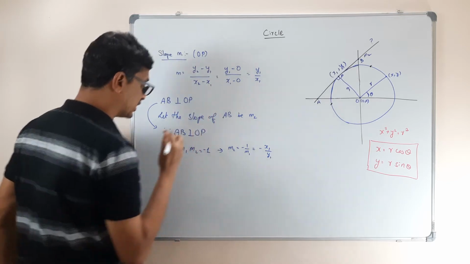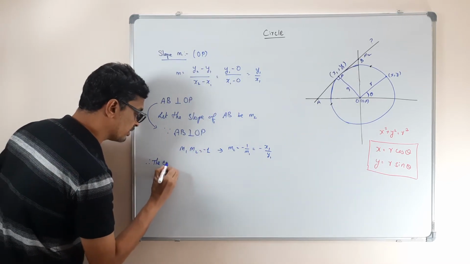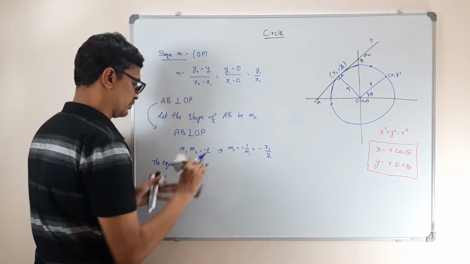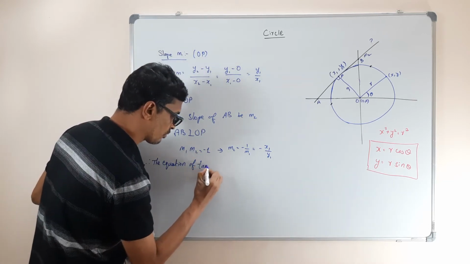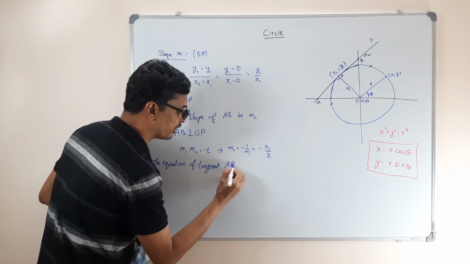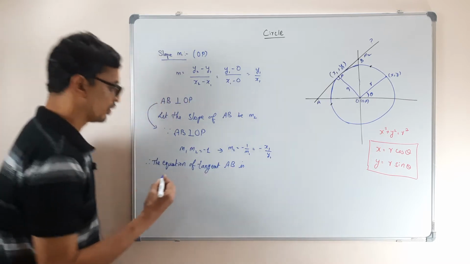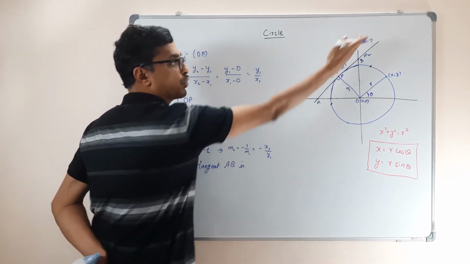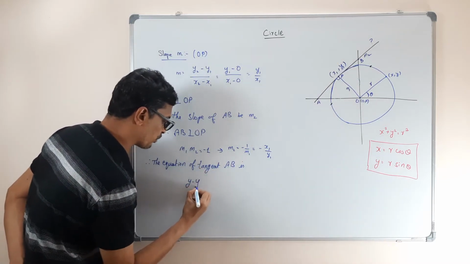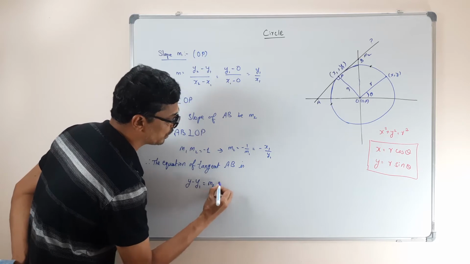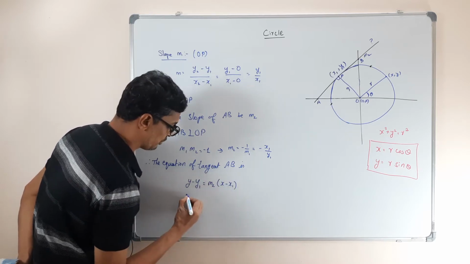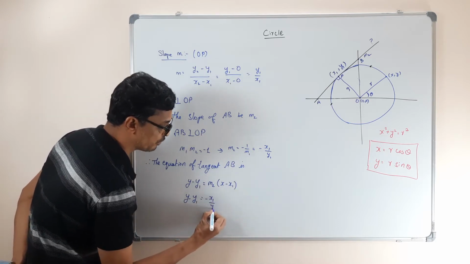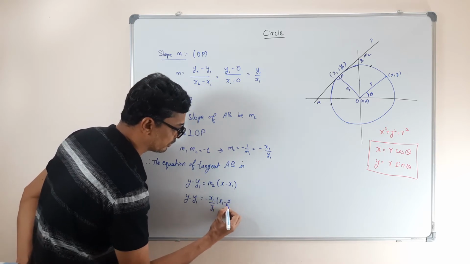Now we want to find the equation of the tangent. Therefore, the equation of the tangent AB is, tell me, what is the equation? Our equation is, because one point we know and the slope we know, we have done it already, right? y minus y1 equal to m2 into x minus x1. So tell me, y minus y1 equal to m2 is how much? Minus x1 by y1 into x minus x1, sorry.